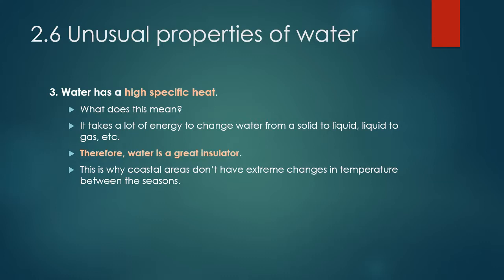It's hard to change the temperature around water very much. So this explains why in coastal areas we don't have extreme changes in temperature between the seasons. And water being a great insulator is also important for lots of other reasons, but a good example is when you go to the coast, the water keeps the temperature there more constant. It's also helpful for keeping the temperature constant in your own body.